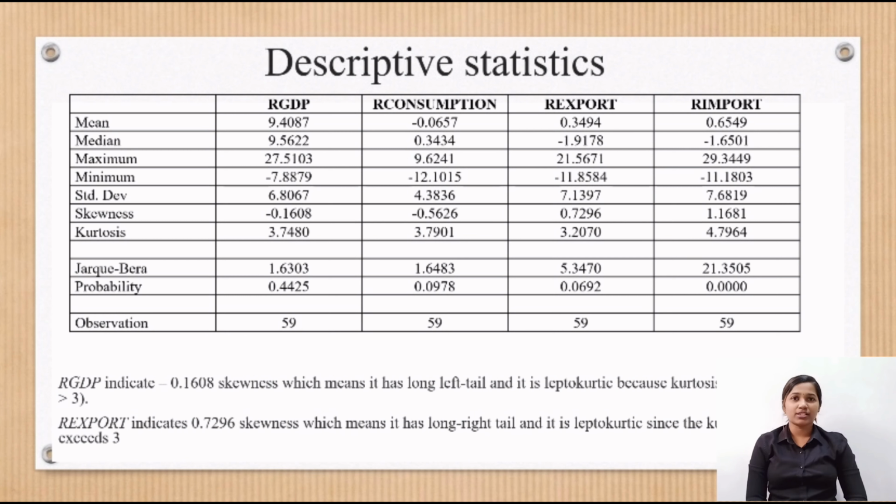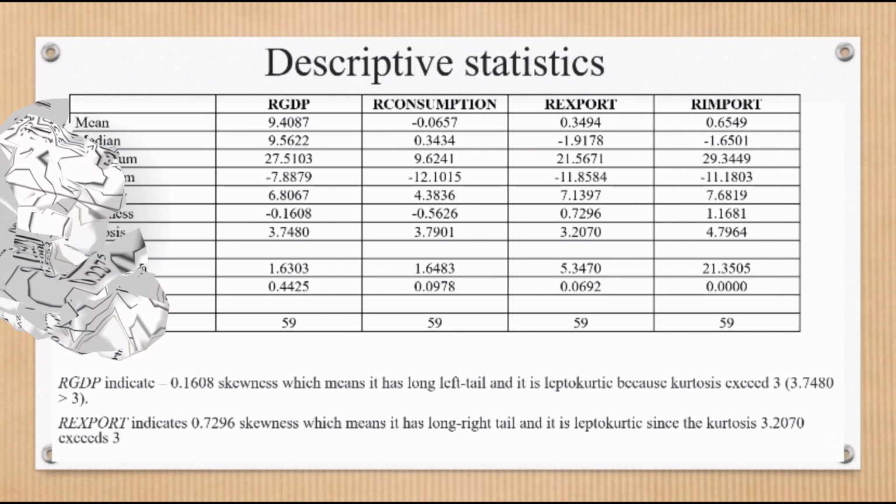Kurtosis measures the thickness or flatness of the distribution of the series. The kurtosis of the normal distribution is 3. If it exceeds 3, it is peaked, which is known as leptokurtic. If the value is less than 3, it is flat, which is known as platykurtic. So the result is that the kurtosis of our 4 variables exceeds 3, which means the distribution is leptokurtic. The reported probability is the probability that a Jarque-Bera statistic exceeds the absolute value under the null hypothesis.